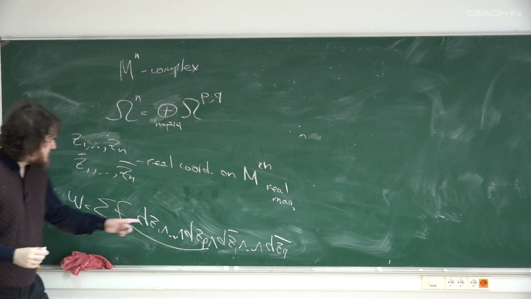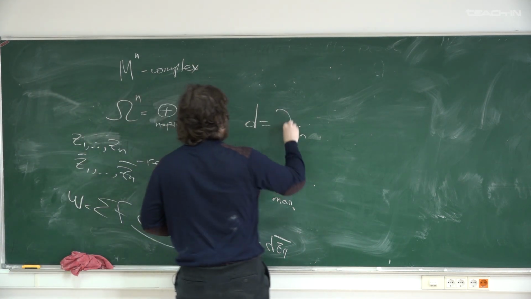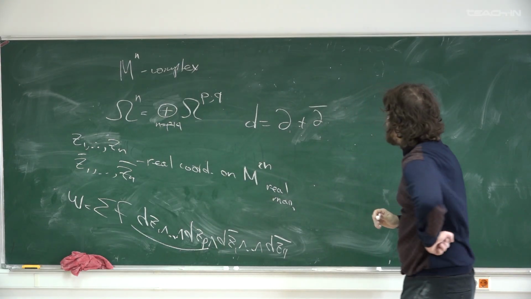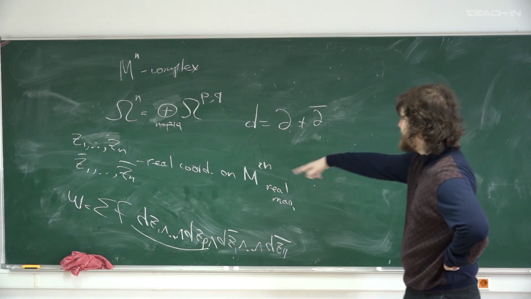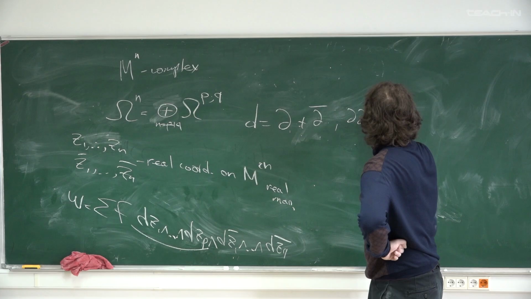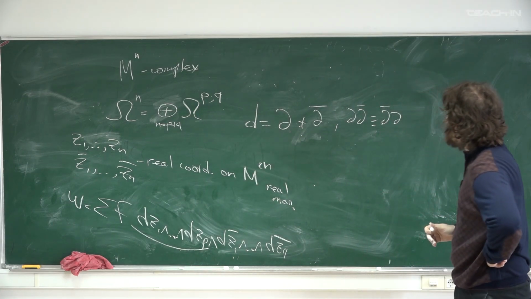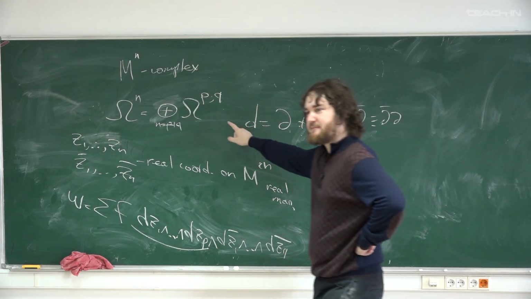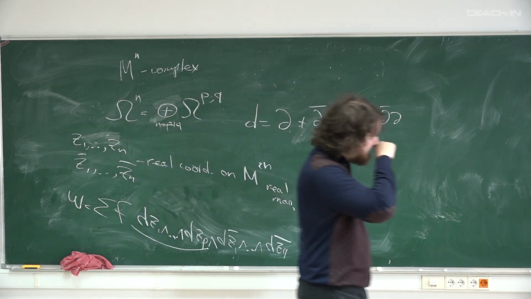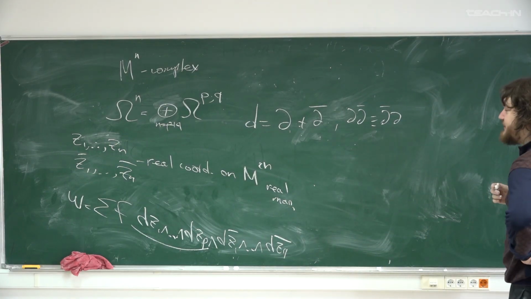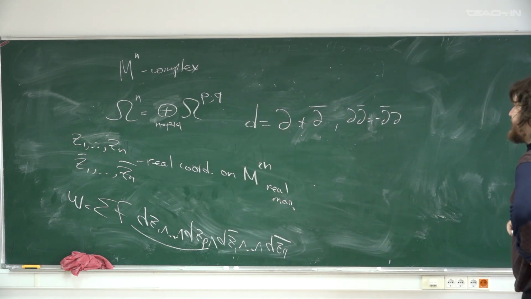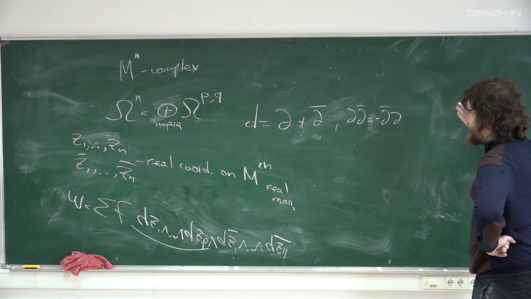And in fact, the de Rham differential is the sum of the differential on holomorphic forms and the differential on anti-holomorphic forms. It's the sum of these two differentials, and they anti-commute. So in fact, you have a double complex. On any complex manifold, you have a double complex.